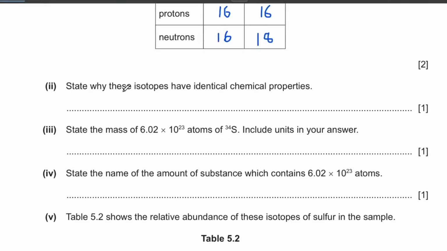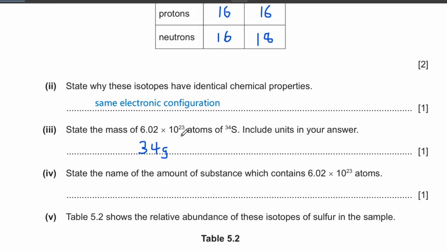Next question, state why these isotopes have identical chemical properties. The reason is because they have the same electronic configuration. Next question, state the mass of 6.02 times 10 raised to power 23 atoms of sulfur 34. Include unit in your answer. So the mass is going to be 34 grams.